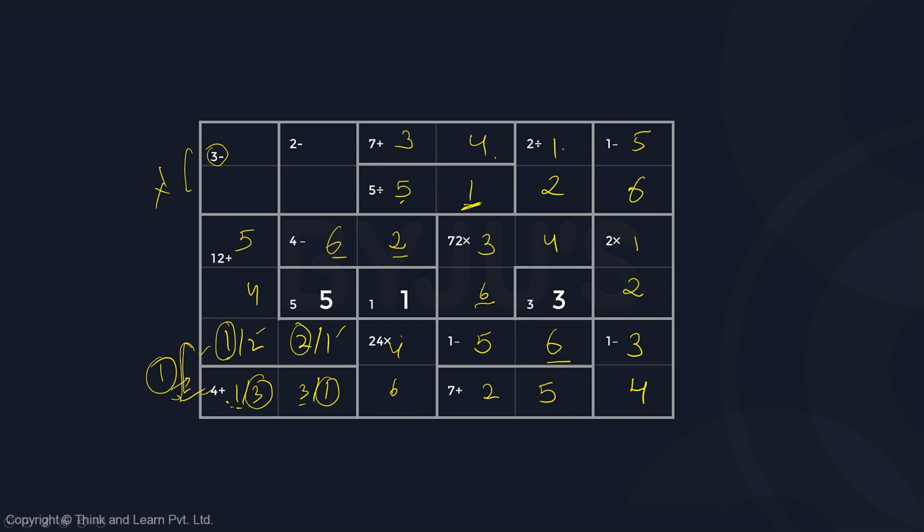Okay, difference of two number is 3. What are the possibilities? 1, 4, 2, 5, 3, 6. 1, 4 is ruled out because 1 will be used here. 2, 5 is ruled out because 5 we have already used. So the only possibility left is 3 and 6. And because we have used 6 here, so 6 will be here and 3 will be here. Got it? And because 3 is here, I cannot use 3 in this one. So this has to be 1.